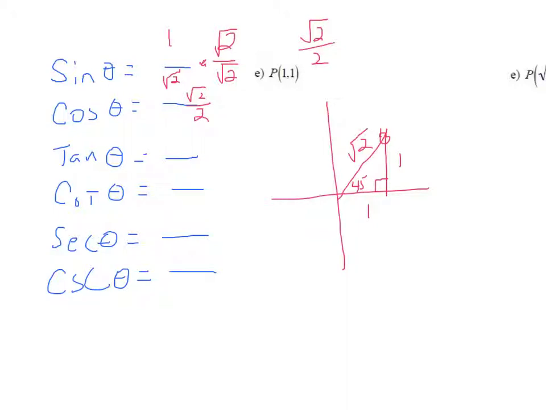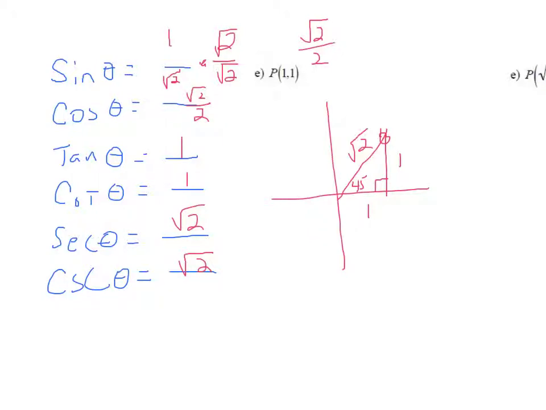Now, the tangent is opposite over adjacent, which in this case is 1 over 1. Cotangent's going to be the reciprocal of that. Now comes the part where I know the cosecant is the reciprocal of the sine. Well, if the sine is 1 over root 2, the reciprocal of that will be just the square root of 2 over 1, which we don't have to worry about. And secant's that same thing.